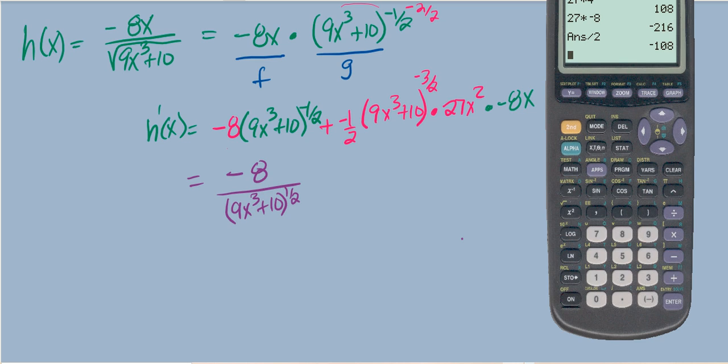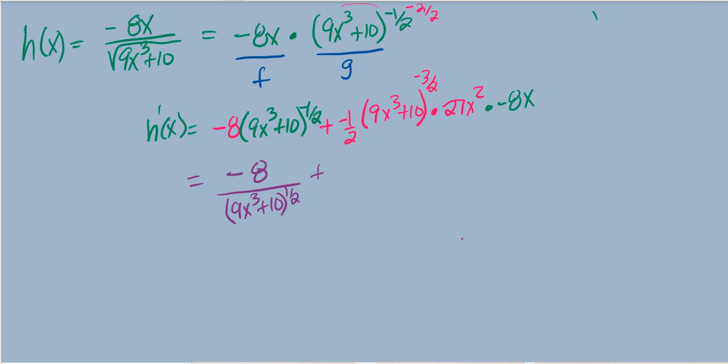So this will give us a plus 108 times, well, actually, this is a negative 3/2, so that means it can go to our denominator. We can write it as (9x cubed plus 10) to the 3/2. Now, we have one more piece that we can do.